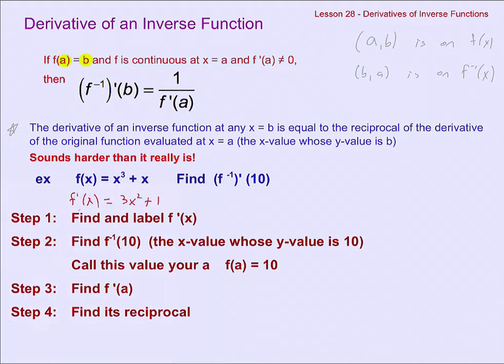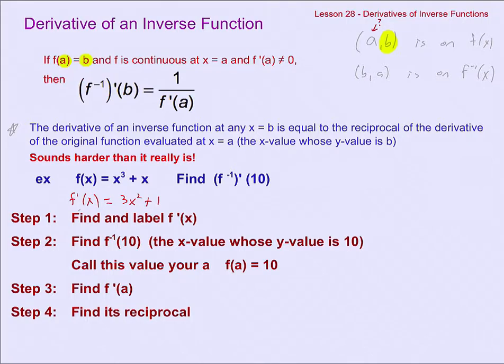is if 10 is the input into our inverse function, that means it's the output on the original function. So what we need to find is what is this a? What is the original input into our function f that gives us an output of 10? That's what this is, f inverse of 10. I want to find the x value whose y value is 10.